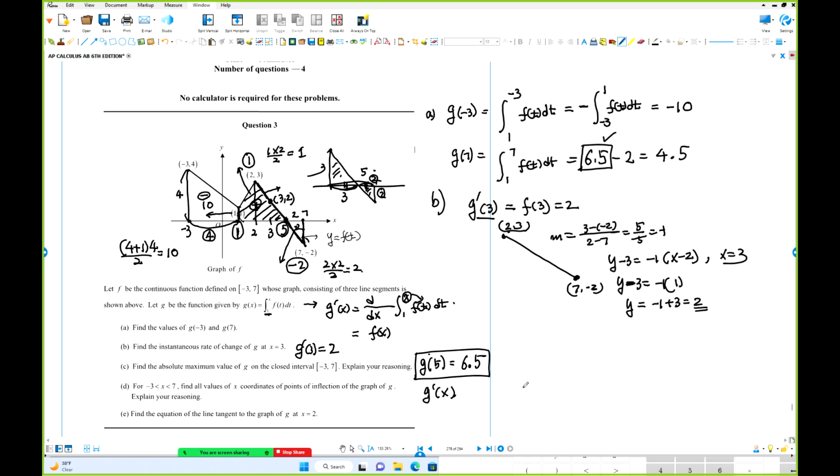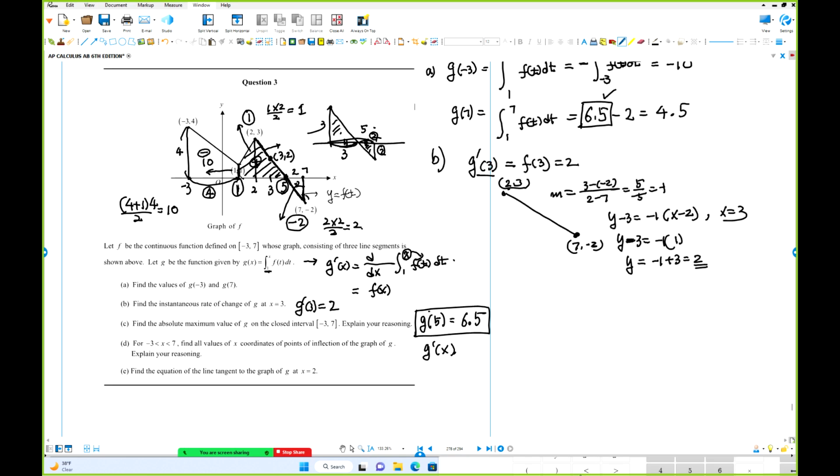This is g prime x. It's already, right? G prime x. I'm going to write it one more time. Here. Okay. This graph is what? The g prime x graph, okay?